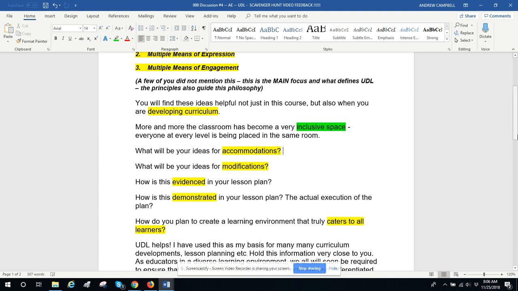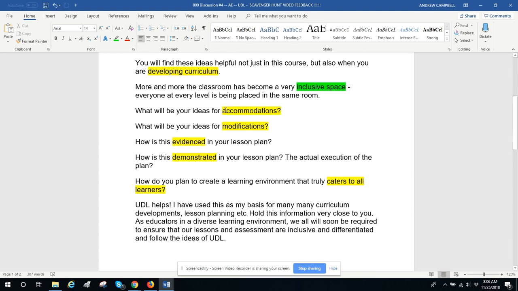The classroom has changed. At the university level, in almost every class of 30 students, I can guarantee there's going to be at least two students I will get a letter of accommodation or modification for. What does that mean for my teaching? And what does that mean for your teaching? It means that we are going to have students in our classrooms that cannot engage in the regular, so to speak, in the regular setting or in the regular plan that we have.